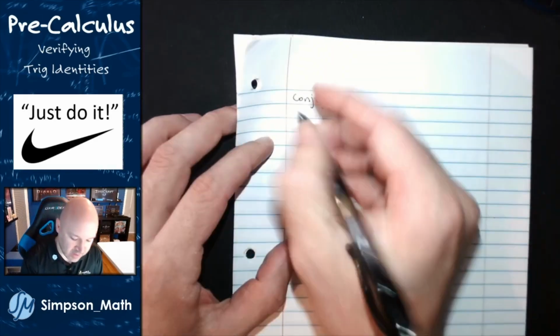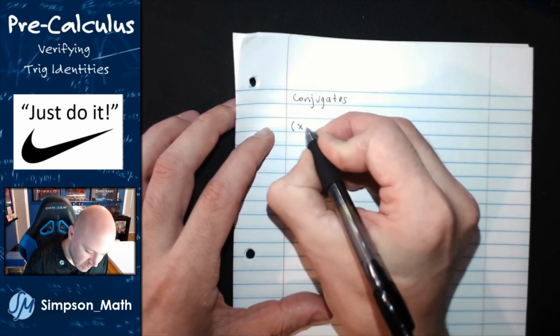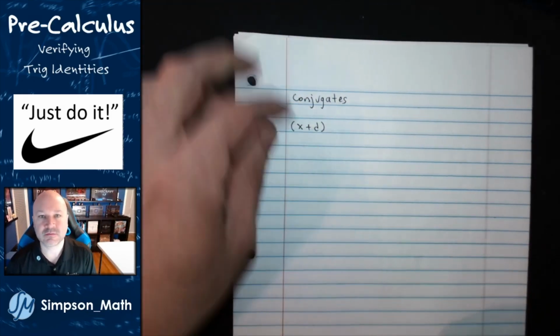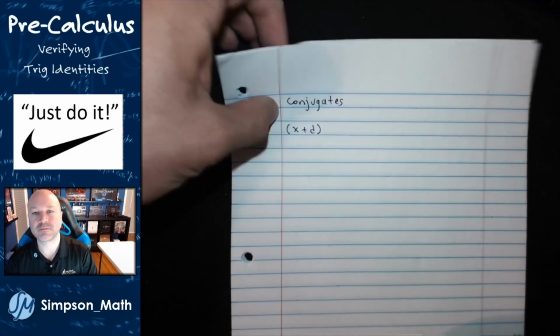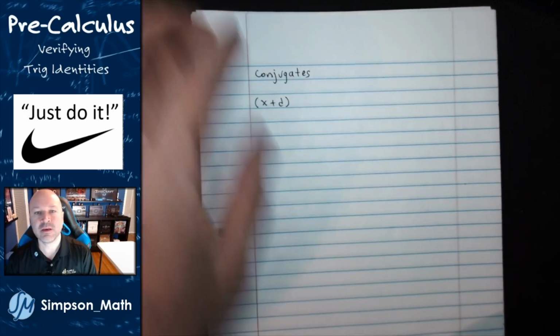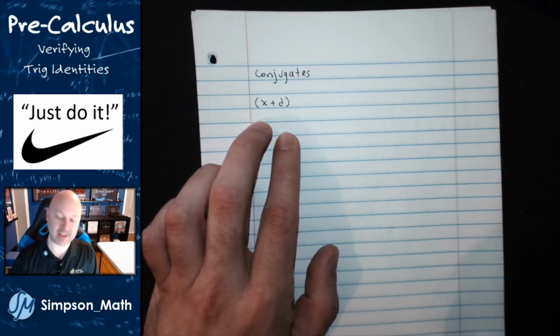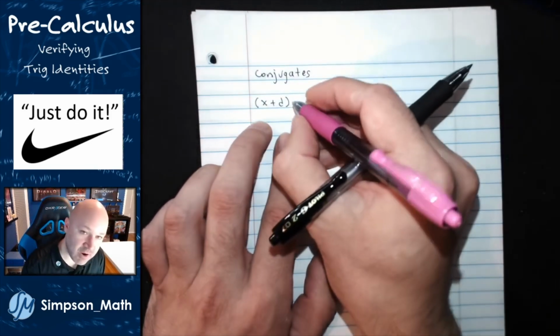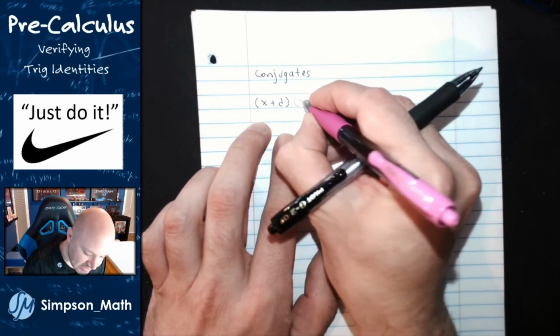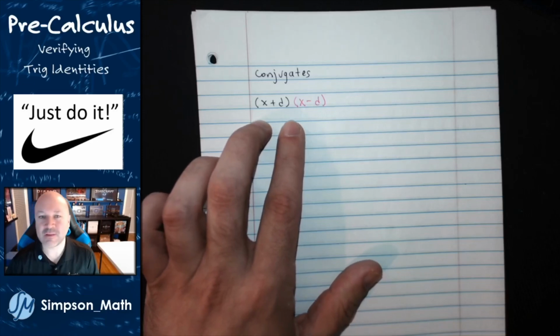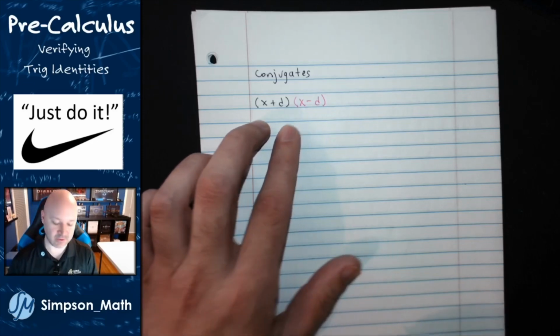Conjugates. When I say conjugate, do you know what I mean? If I said, I've got this binomial x plus d, what is the conjugate? It has a conjugate pair. What is it? Same two terms, same x and same d, but you're subtracting instead of adding. So the conjugate pair for x plus d is x minus d. And this is cool because of what happens when you multiply them together.